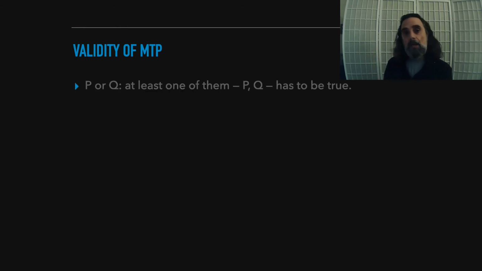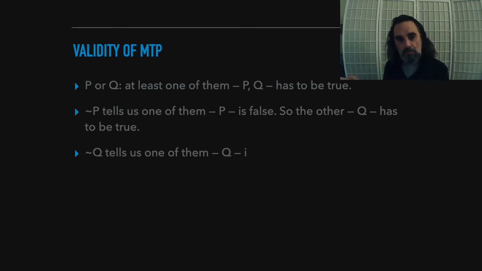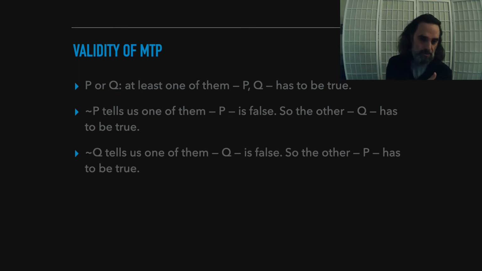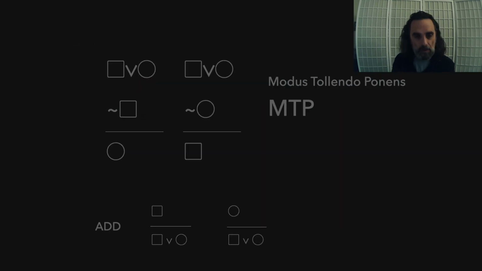It is, as I've been saying, right? P or Q, that means at least one of them has to be true. And so if we learn that one of them is false, like let's say we learn that P is false, then we know that Q has to be true. If we learn that not Q is true, then we learned that Q is false, and therefore the other, P, has to be true as well. So both forms are valid. And so there we are.